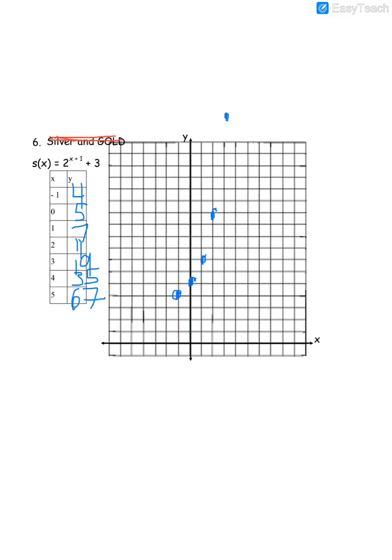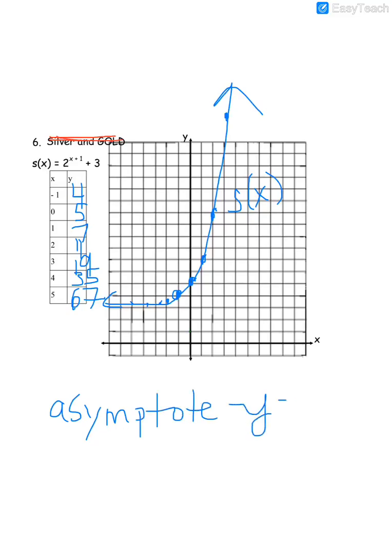I'm going to go back here anyway, even though it didn't ask me, but I'm going to look on my calculator for -2, and -2 is at 3.5. If you look, it's getting really close to the 3, but not actually touching it. So the asymptote here is y equals 3. And this is s of x. The asymptote is y equals 3. So it's getting really close to y equals 3, but not touching it.